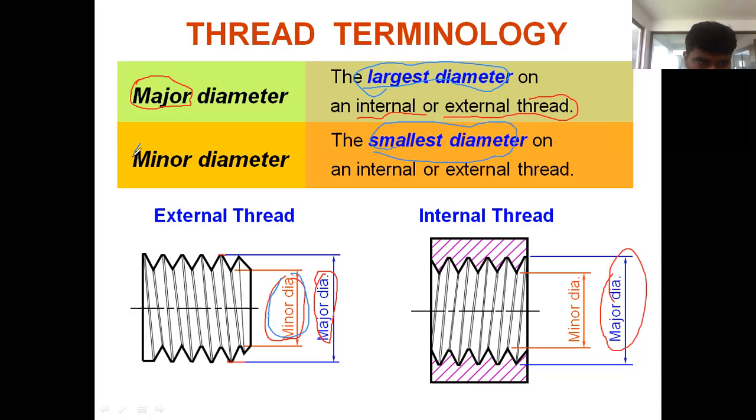So minor means small. Here also you can see the minor diameter. So we studied major diameter and minor diameter. The minor diameter is also called the core. The major diameter is also called the outside diameter.